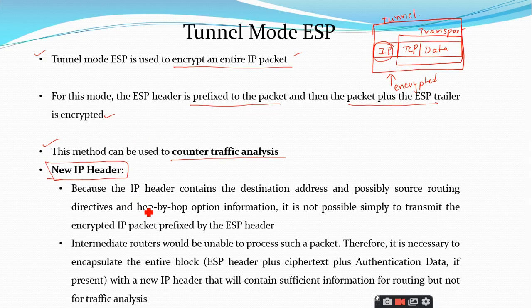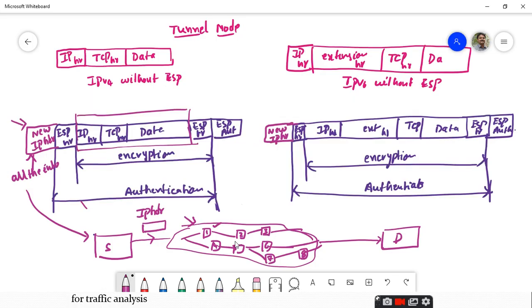This is what he has explained. Because the IP header contains the destination address and possibly the source routing, directives and hop by hop option information, it is not possible simply to transmit the encrypted IP packet prefixed by the ESP header. This is what I told. So, this entire IP header, TCP data and ESP trailer is encrypted, and that too it is encapsulated and encrypted.